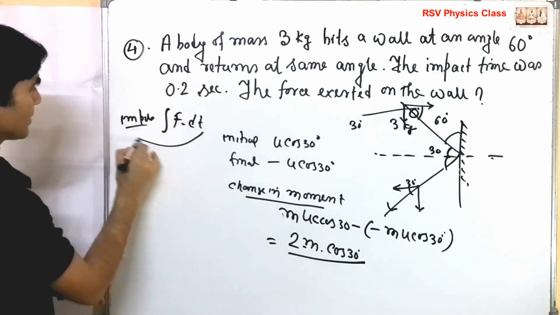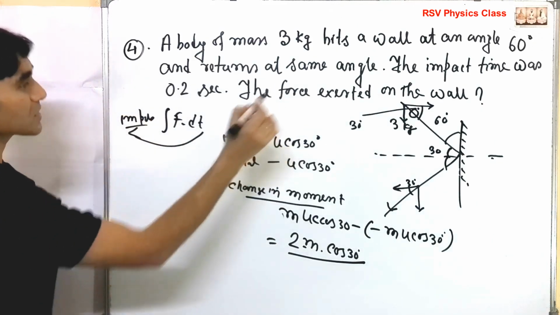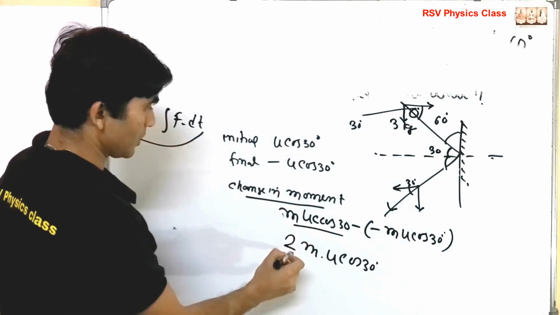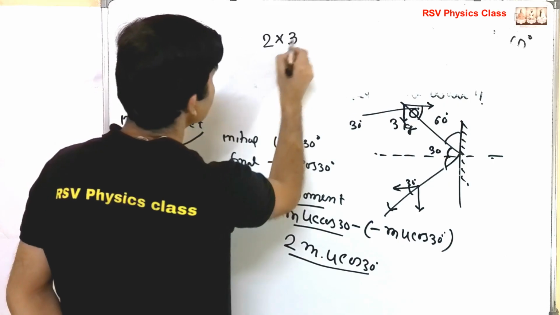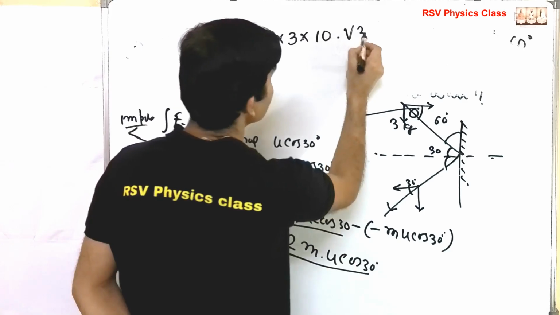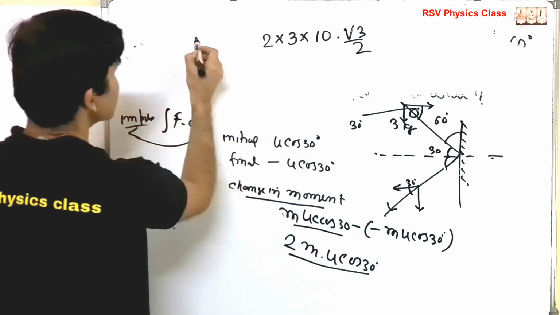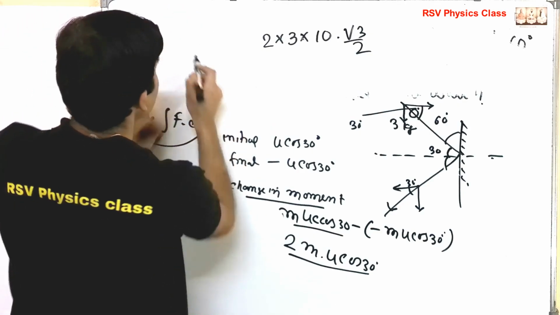And if it is divided by dt, then it is impulsive force. So the impulsive force, the force exerted on the wall, will be total twice m u cos 30. So twice m is how much? 3, u is 10, and cos 30 is root 3 by 2. So this is the change in momentum. So this is the change in impulse.